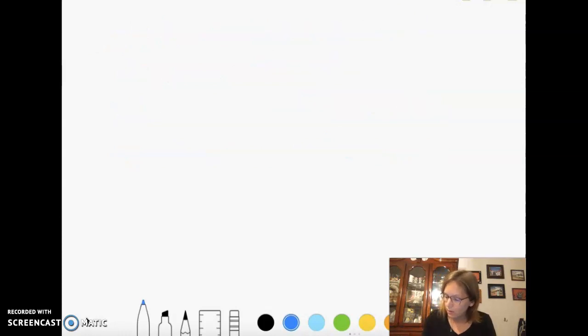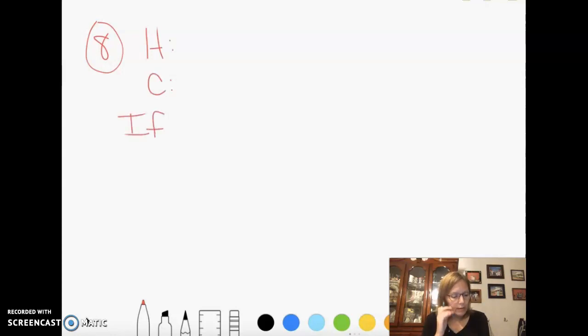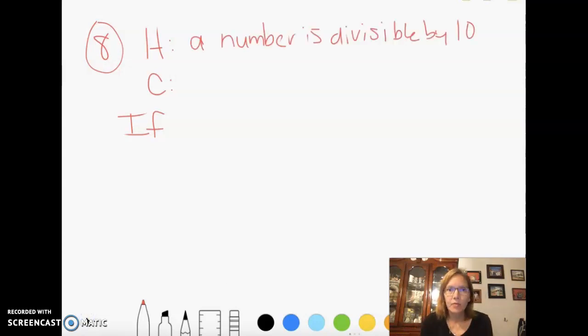Next, number 8. A number that is divisible by 10 is also divisible by 5. So again, we're going to write hypothesis, conclusion, and then an if-then statement. So what is the first part? If a number is divisible by 10. So hypothesis, if a number is divisible by 10, then what? Next part of my sentence. It is also divisible by 5. So that's my conclusion.